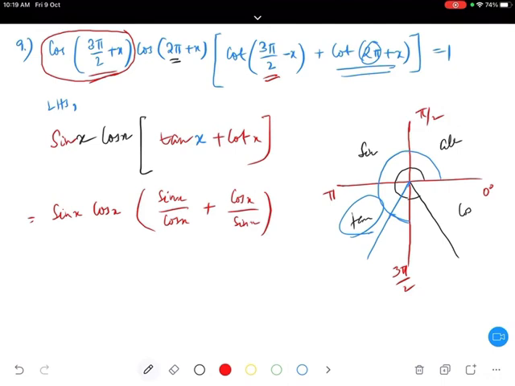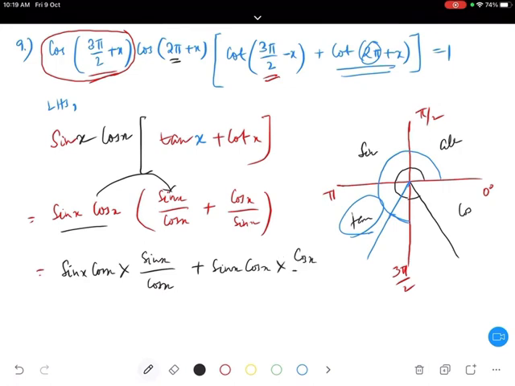Now let's multiply. What do you get? I get sin x cos x into sin x by cos x plus sin x cos x into cos x by sin x. So what happens? This sin x goes, this cos x goes. So what do we have?